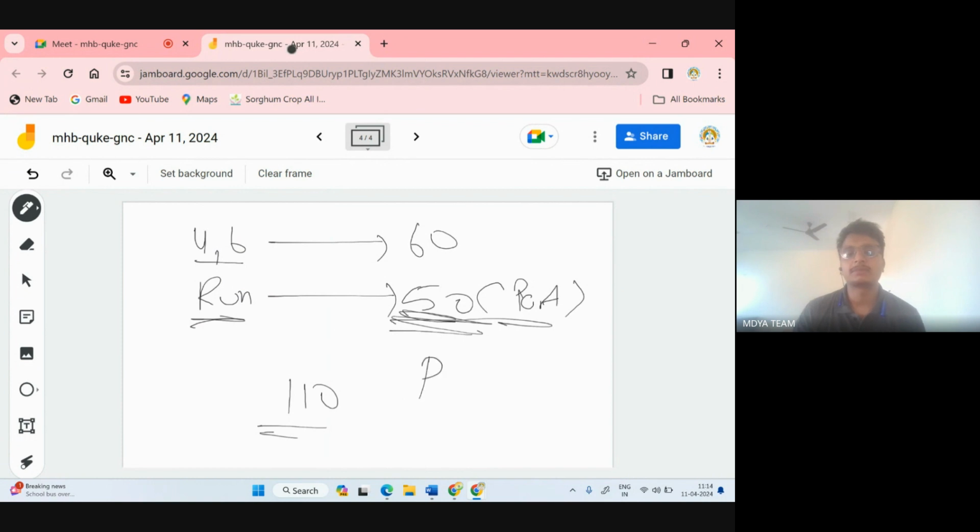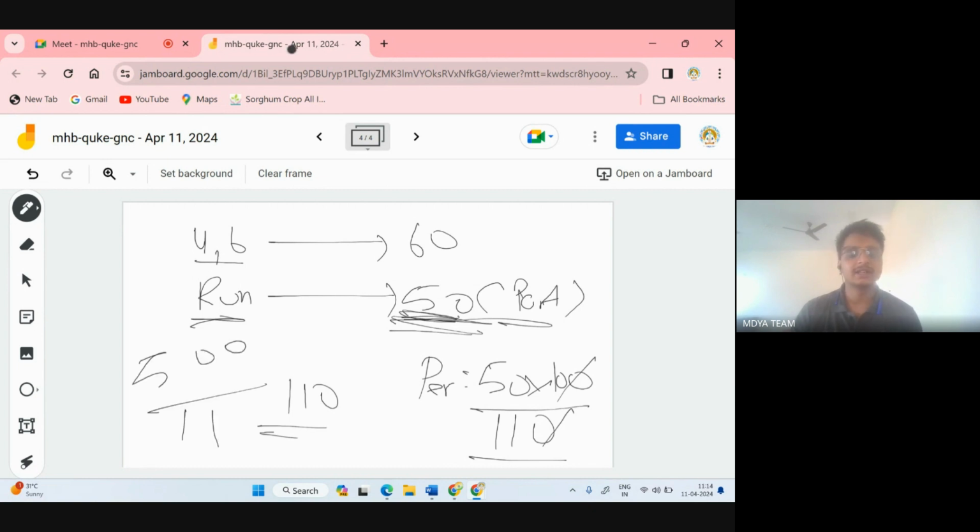Now you need to calculate the percentage. So what is the formula of percentage? You need to know the percentage of this part. So just write this part into 100 on the total. The total is 110. If you solve this, it is 500 on 11. It will be close to 45, 46, something like this. 50 will not be completed, but close to 45, 46.